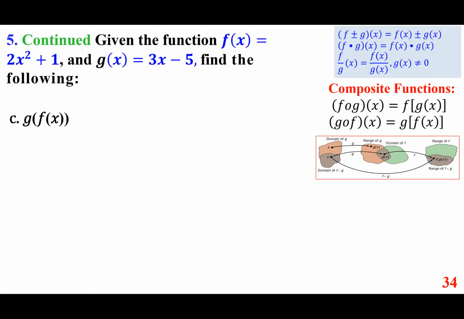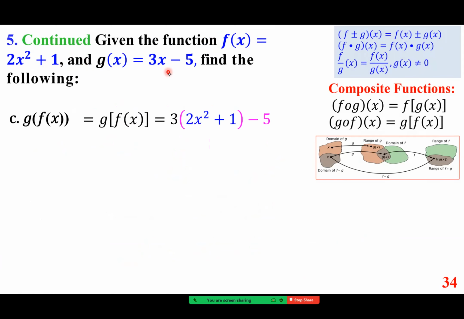All right, we're going to continue with that. We want to find g of f of x, which means instead of x, put f of x, or 2x squared plus 1. Now, if I distribute, I get 6x squared plus 3. Combine it with negative 5. You get 6x squared minus 2.